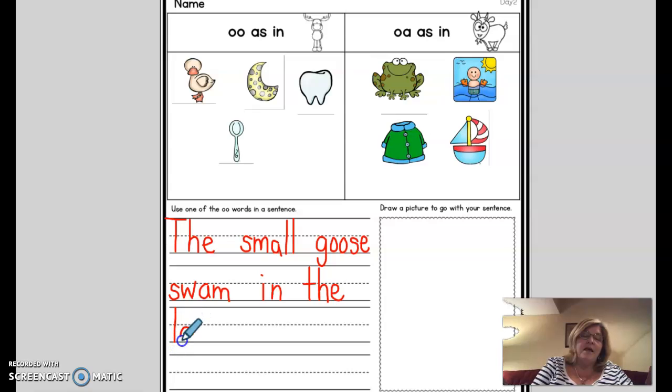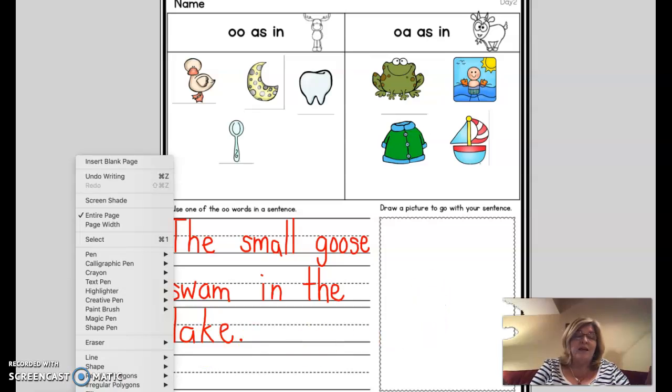L-ake. And this k sound is made by a k. Now, right now, this says the small goose swam in the lake. Ooh, if I want my A to say its name, I need a silent E and a period. The small goose swam in the lake. And then, of course, I would use lots of different colors to make a beautiful goose swimming in a lake.